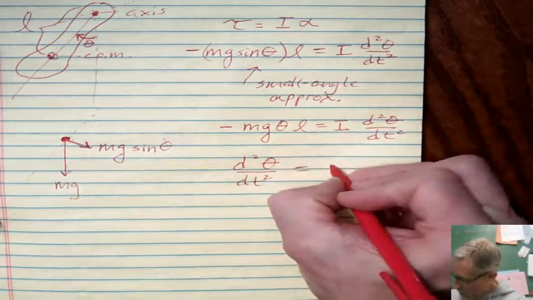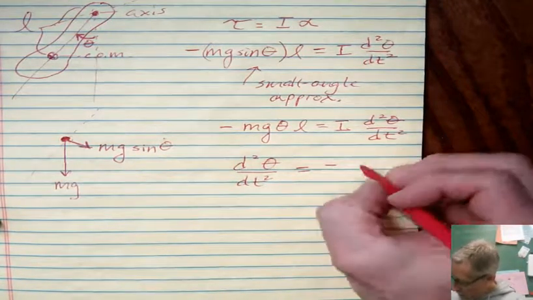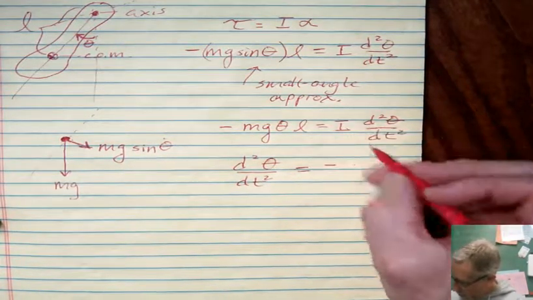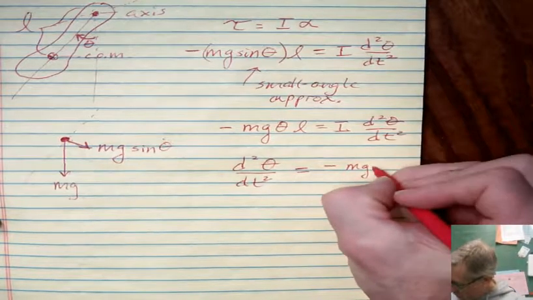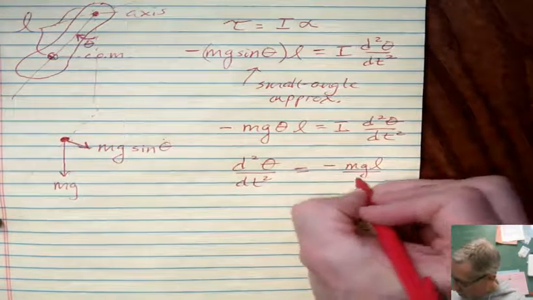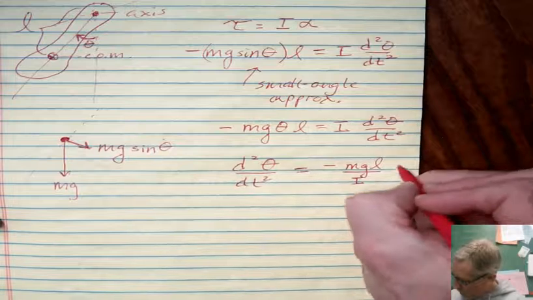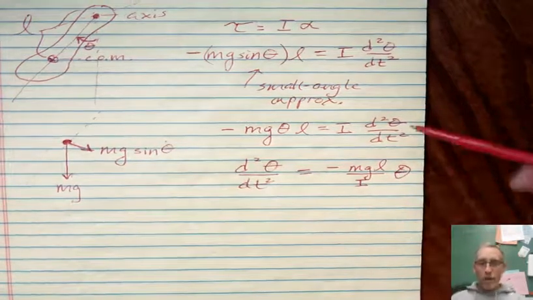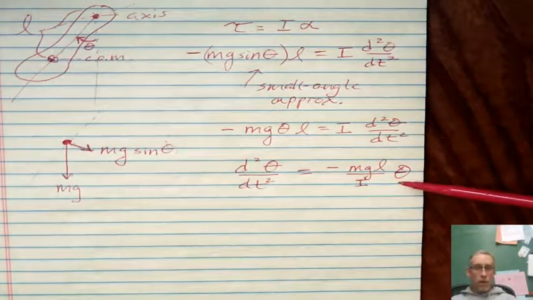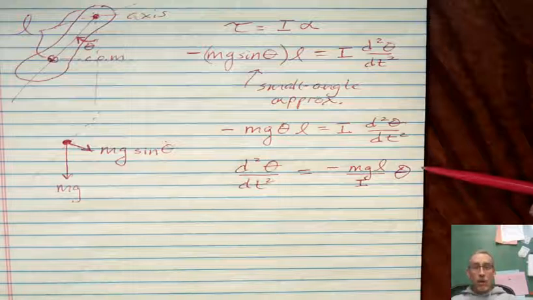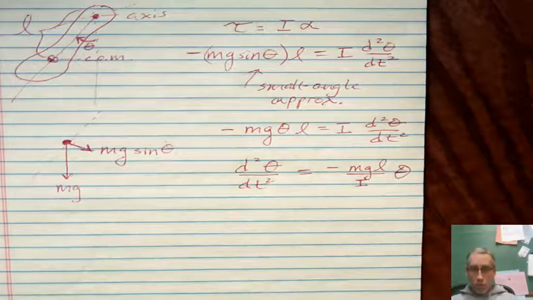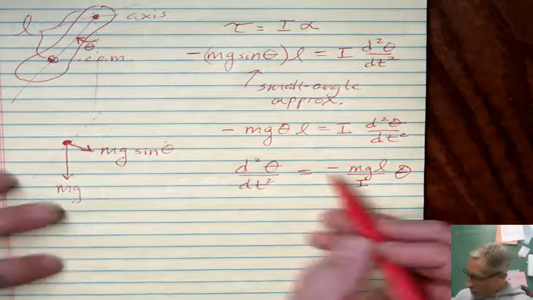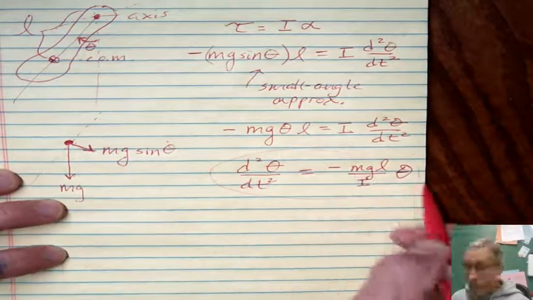And then we have negative, and I'm going to put everything over here, mgl, those are all parameters, over I, another parameter, and then my variable is theta. That's kind of why theta gets set off by itself here. Kind of like we set x off by itself when we did this for the simple oscillator with the mass and a spring. So here again is this very important form.